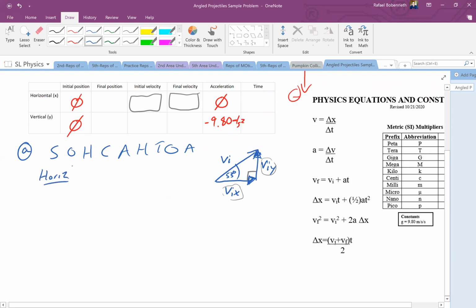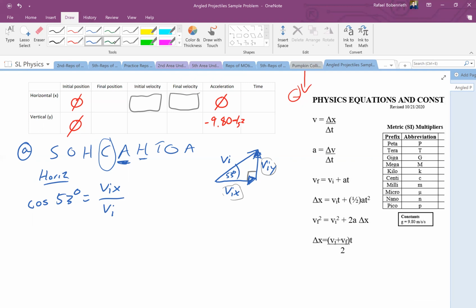Horizontal means VIX, and that is the side adjacent to the angle of 53 degrees. So we have adjacent, and we also know the length of the hypotenuse. Adjacent and hypotenuse means we're going to want to use cosine to figure out that horizontal side. So cosine of 53 degrees equals the adjacent side, which is VIX, over the hypotenuse, which is VI. Let's solve for VIX.